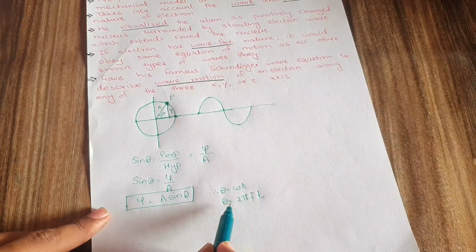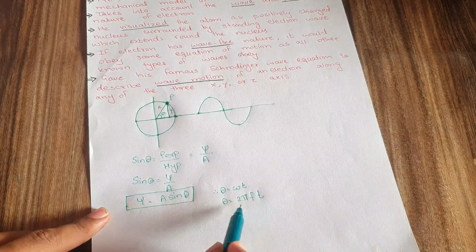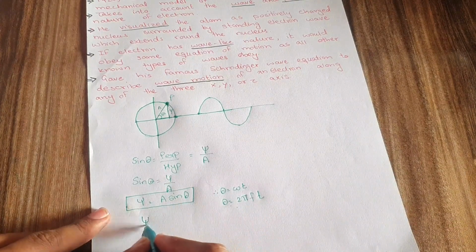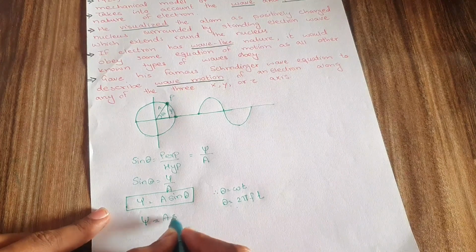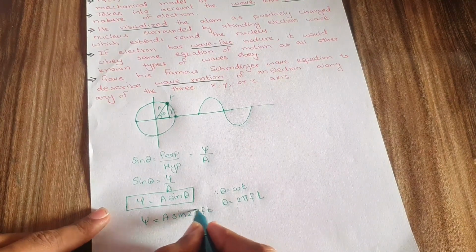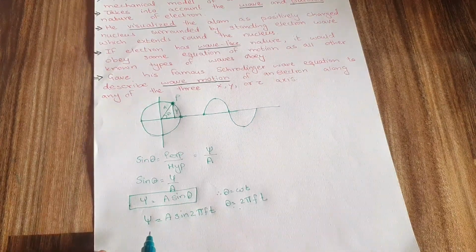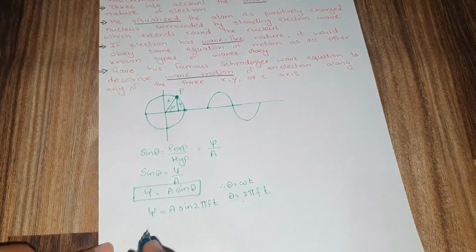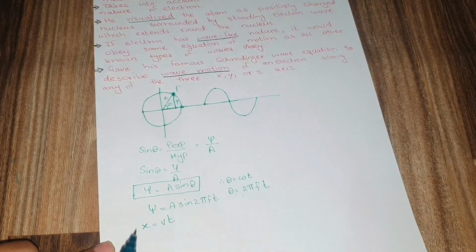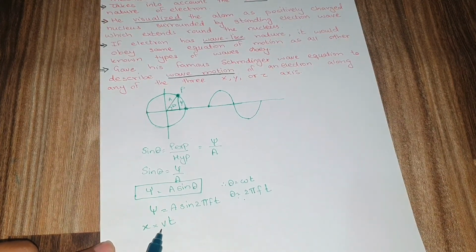So we can say that theta is equal to 2 pi f t. So putting the value of theta in this equation, I get psi is equal to A sine 2 pi f t. So this is the value of psi. Now you know the distance formula: x is equal to vt, where x is the distance, v is the velocity, and t is the time.